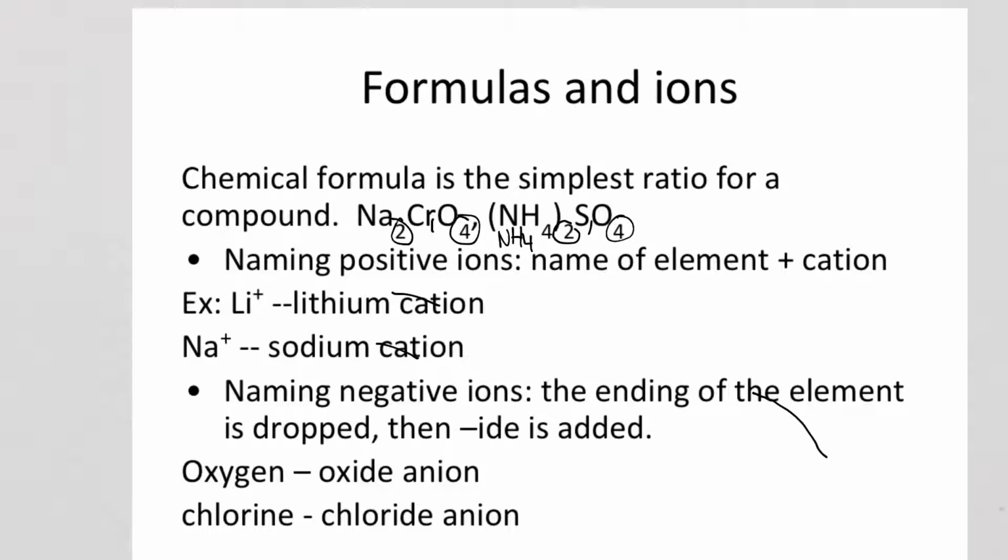Negative ions are a little bit different. When we're talking about negative ions, the idea is that the ending of the element is dropped, and then you add IDE. Usually it is the last syllable, but it doesn't have to be. There's probably one exception I can't think of right now. But the idea is the oxygen becomes oxide. Chlorine becomes chloride. For the most part, when we think about IDE at the end, most of the time it's an element. There are some polyatomics, but since you have that polyatomic ion list to use, there should be no mistaking elements from ions that are polyatomic.